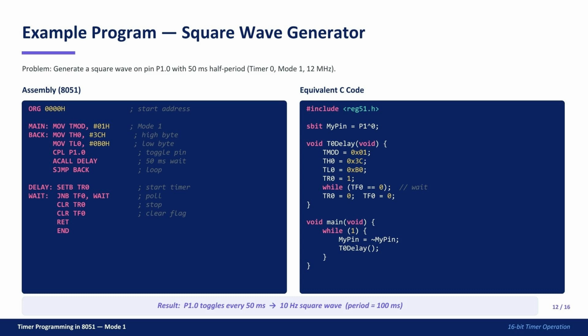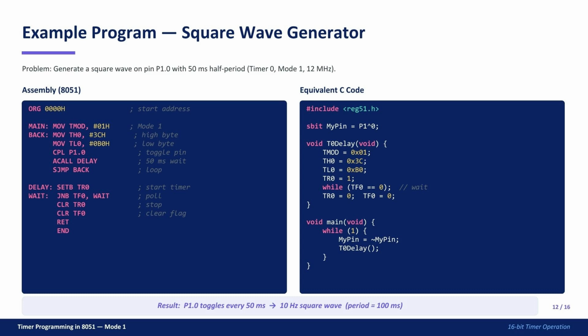We want to generate a square wave on pin P1.0 with a half period of 50 milliseconds. That means pin P1.0 will be high for 50 milliseconds, then low for 50 milliseconds, and then high again, and it will run continuously. Let me walk you through the assembly code.